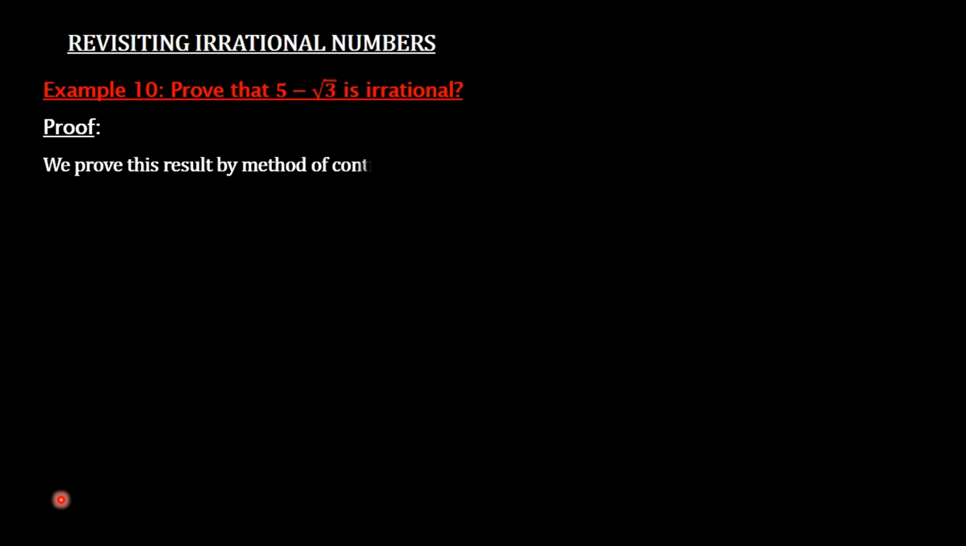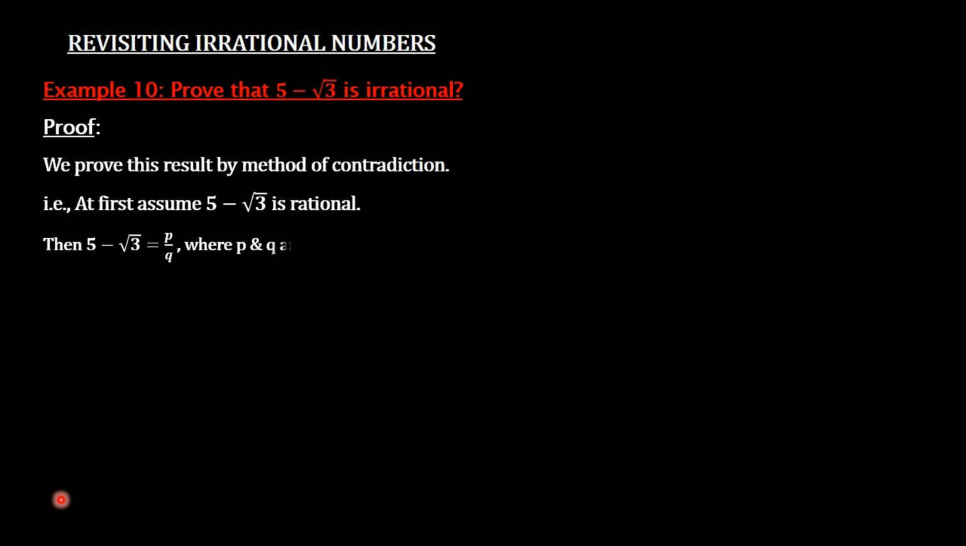That is, at first we are assuming 5 minus root 3 is a rational number. Then if 5 minus root 3 is a rational number, it is equal to p by q, where p and q are integers, q not equal to 0, and HCF of p and q equal to 1. That is, p and q are co-primes. If p and q have HCF 1, then they are known as co-primes.